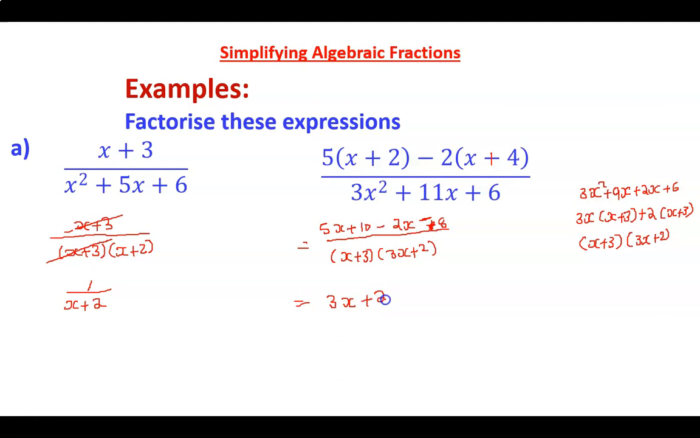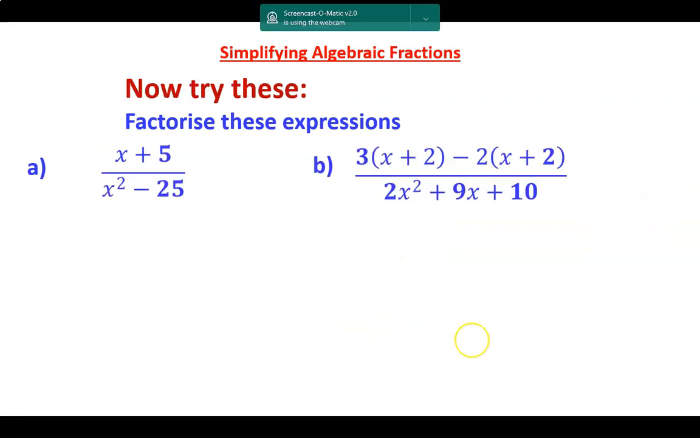That's the whole point. We need to get something we can cross with something at the bottom. So that gives you 3x plus 2 at the top, and x plus 3 and 3x plus 2 at the bottom. Do you see? At the top I got 3x plus 2. At the bottom I got 3x plus 2. So cross that one with this one. So all that's left now is 1 divided by x plus 3. And that's how we simplify it.